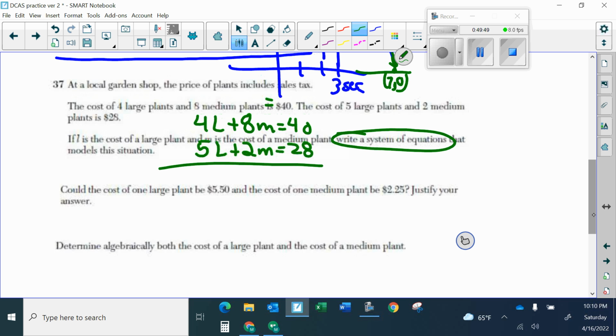Okay, no guess and check method. They want to see the system of equations. Now I go ahead and solve that. I can multiply this by -4, because that'll give me a -8m plus the 8m is 0. So I have -20 plus 4 is -16L. And here I have -112 plus 40 is -72.